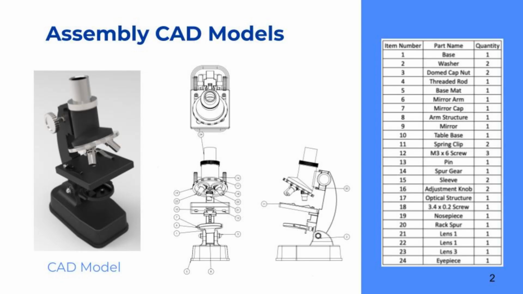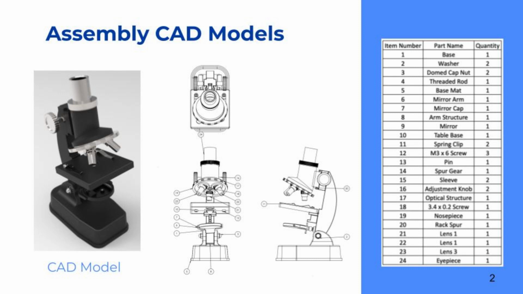As you can see, our assembly CAD model, this is our biological microscope, and it has 24 total parts, and we'll get into a little bit of those lenses and things like that in the further slides. This is our CAD model as well as our assembly.